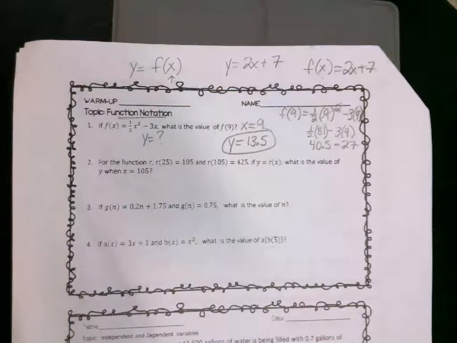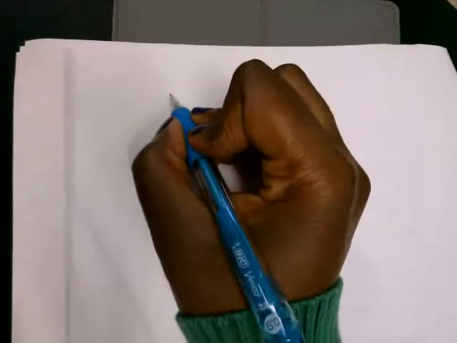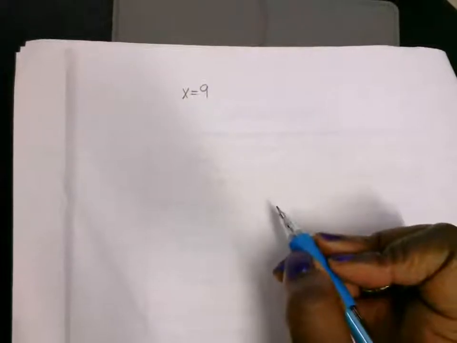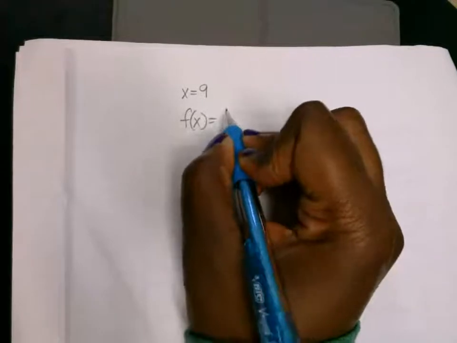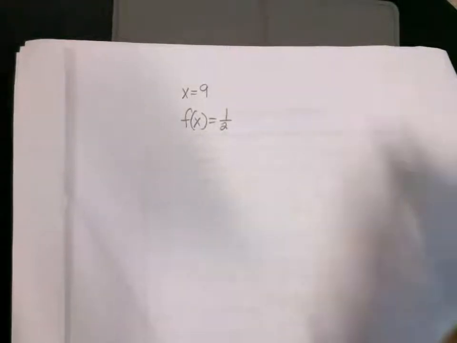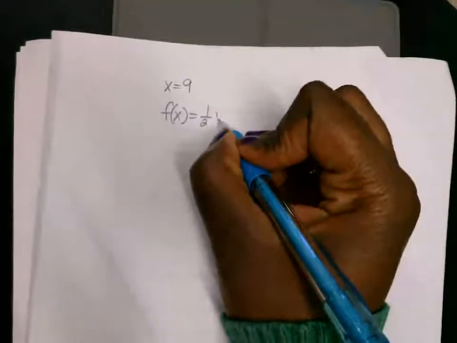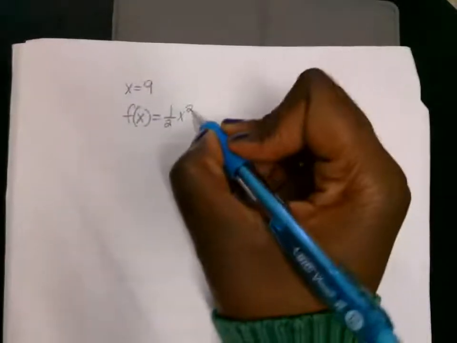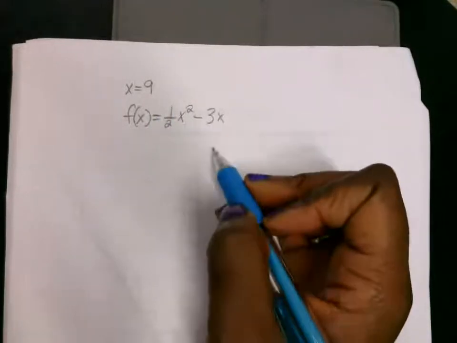So you insert the x equals 9. Yep, you substitute. Because in the parentheses we had 9, that means x is equal to 9. You understood that part? The equation was f of x is equal to 1/2 x squared, and then minus 3x. So you're substituting 9 in the place of x.